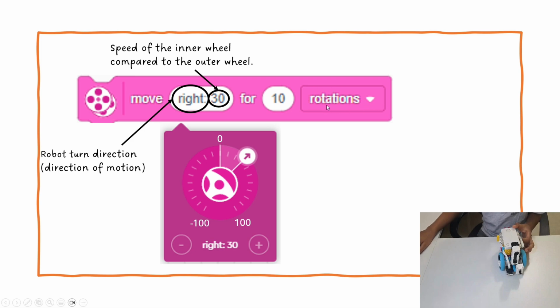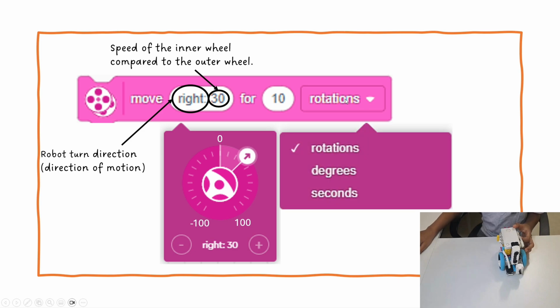Now, let's see what happens when we click on this pink box that says rotations. Oh, you get another drop-down with 3 other motion types: rotations, degrees, and seconds. When rotations are selected, the user can define how many rotations the outer wheel should make. When degrees are selected, it defines how much angle the outer wheel should turn. And if seconds are selected, the wheel will keep rotating for the given amount of time. And these are all motion types.